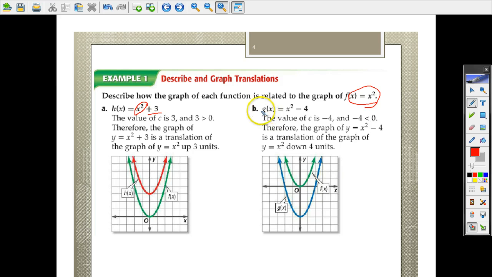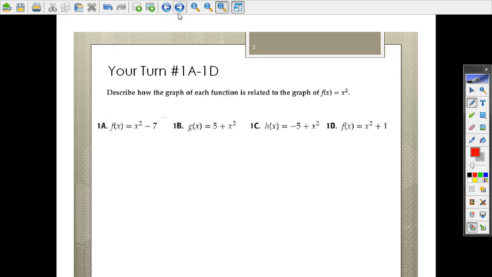For g of x equals x squared minus 4, it's the same thing. Green is the original one, x squared. Minus 4 means you just slide this graph down 1, 2, 3, 4. You're just moving it down, and it's the same graph. All right, here are your turns, numbers 1a through 1d.